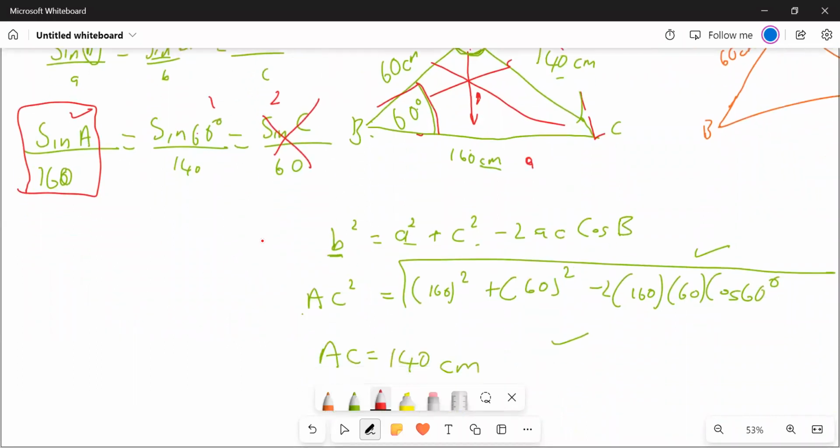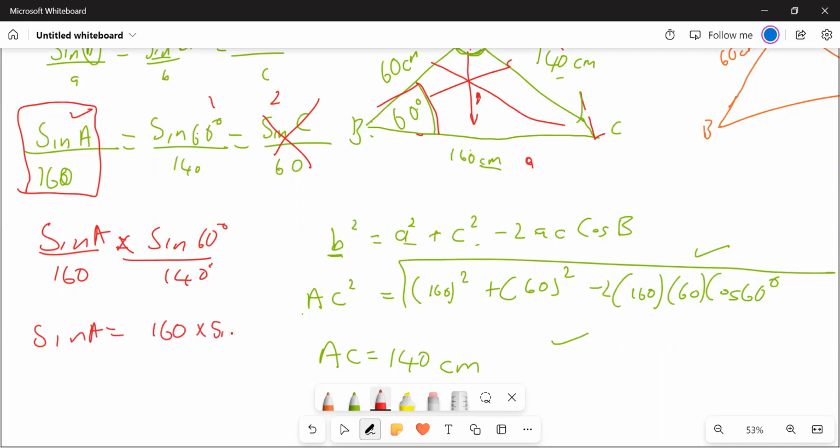So when you solve this, what are you going to have? You're going to have sine A all over 160 equals sine 60 all over 140. They don't want A. They want sine A. How would you get sine A? You cross multiply. Sine A is going to be 160 multiplied by sine 60 all over 140. And then you type this in your calculator.